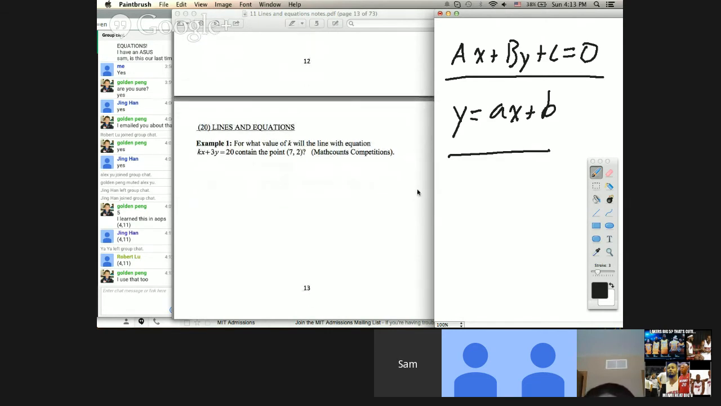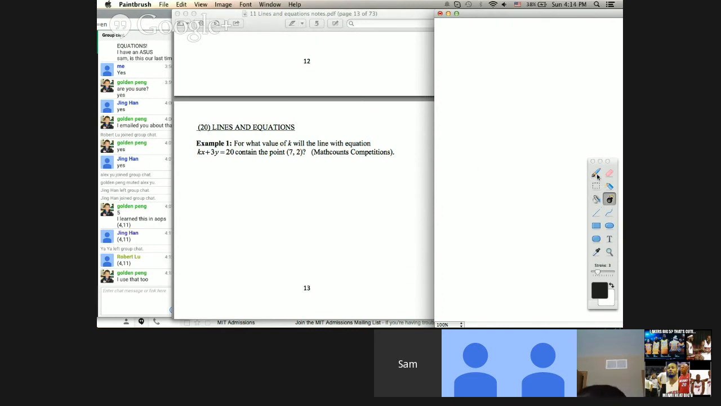So let's try this one. For what value of k will the line with the equation kx plus 3y equals 20 contain the point (7, 2)? So another quick thing, if a line contains a point and you plug it in, then the equation is valid. So if you plug the point in for x and y, then the equation is valid.